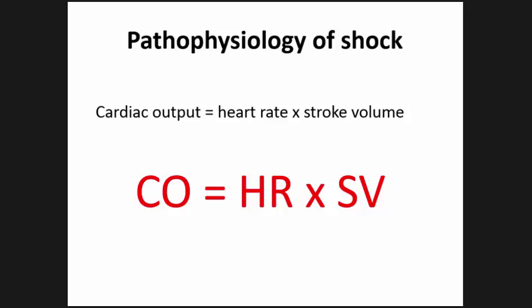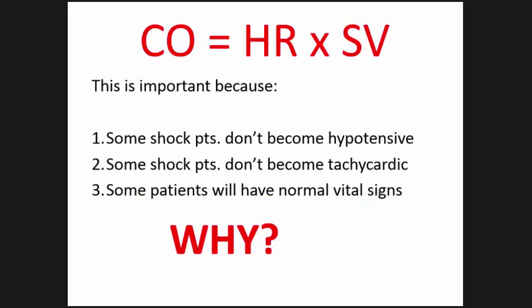One last formula, pathophysiology of shock, cardiac output. Cardiac output is equal to heart rate times stroke volume. And it's important to understand this relationship because this explains why the patient you pick up may not have an altered blood pressure or an altered pulse rate. So understand that cardiac output is heart rate, how many beats per minute, times stroke volume, how much volume you're pumping with each pump of the heart. This is important because some patients don't become hypotensive, some don't become tachycardic, and some have normal vital signs.